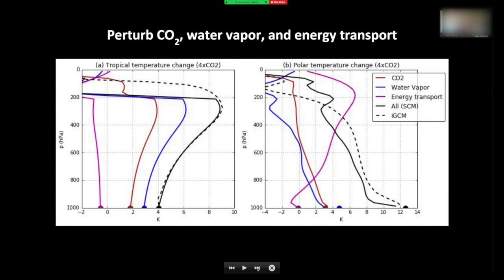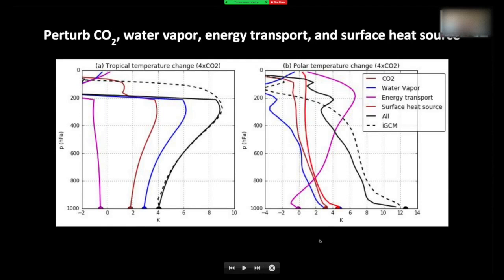And then energy transport: the change in energy transport cools the tropics and warms the high latitudes. However, it warms mostly the mid-troposphere in the high latitudes and not the surface that much. And then just a surface heat source warms the whole atmosphere, but in a bottom-heavy way.